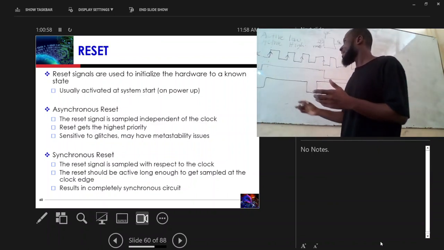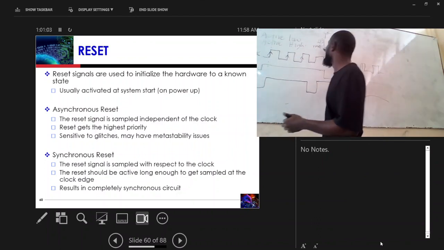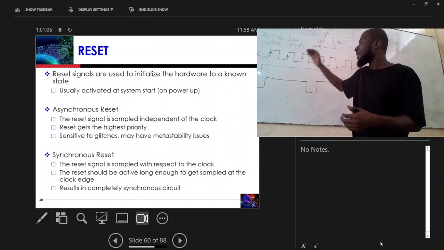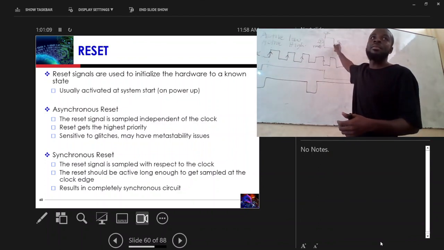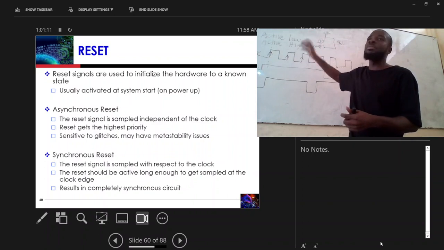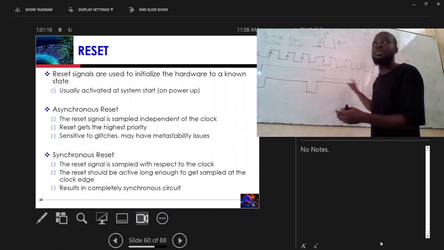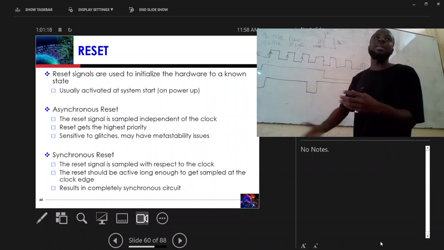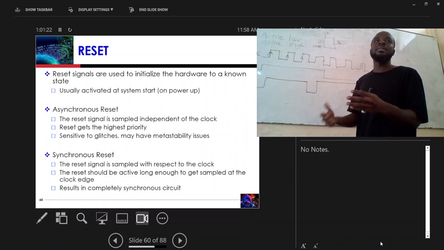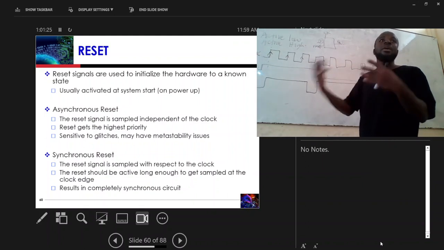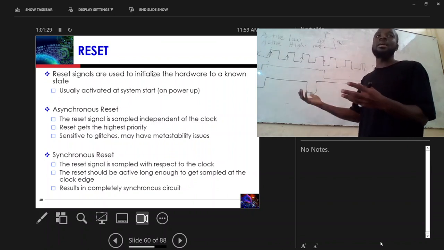Now we have a reset attached to the D flip flop. If the reset is high, it means that the output is zero. Automatically, it doesn't matter anything else, the output is zero. If the reset is zero, that's when we can actually sample, or store a value. We can store at the positive edge.